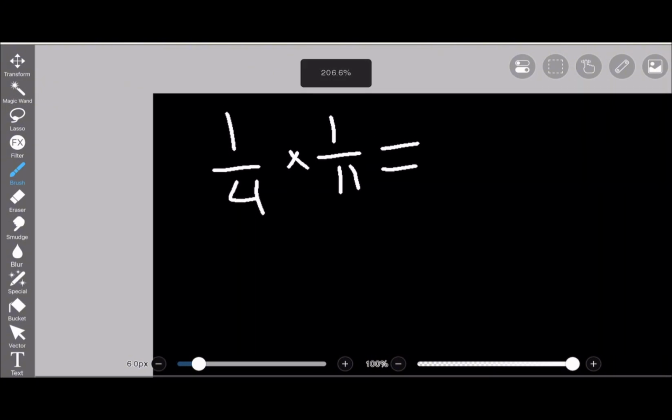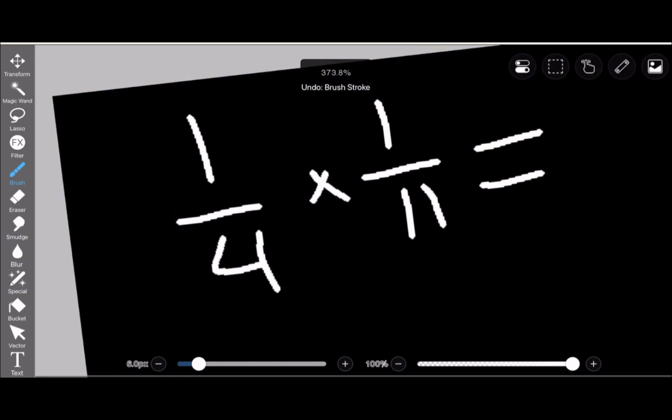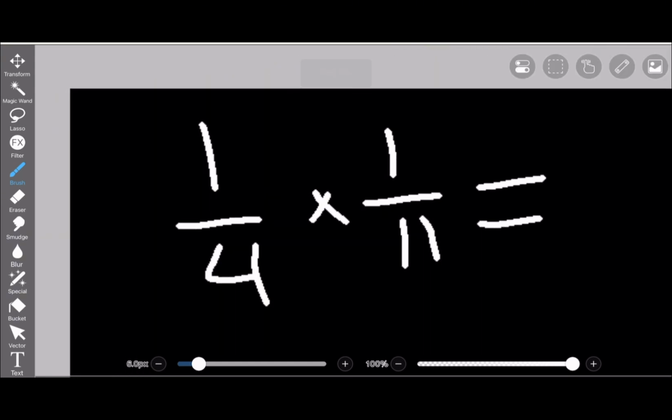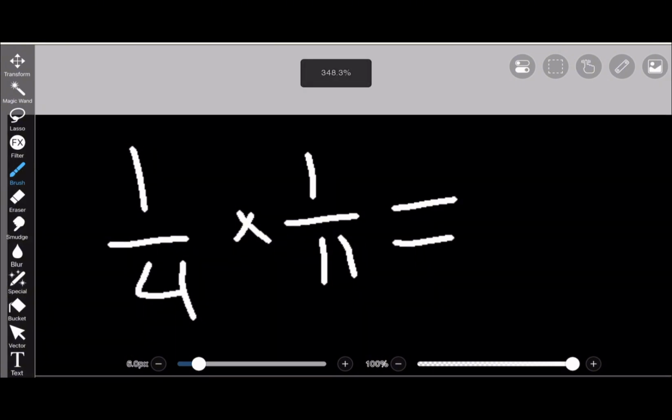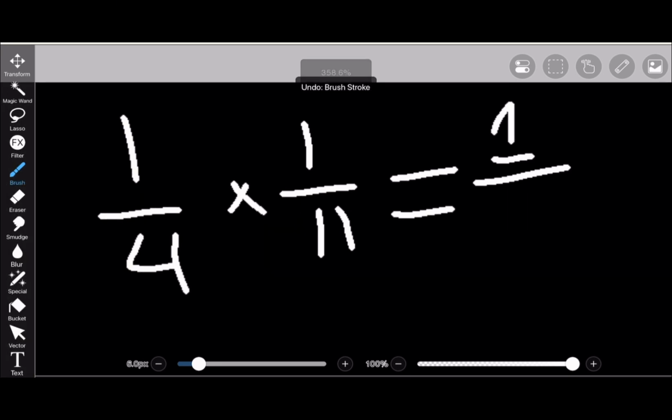Well, first, let's look at the top part, the numerator. If we look at the numerator and just ignore the denominators for a little bit, then it's a simple problem of multiplying 1 times 1, like this. So if we multiply 1 times 1, that would obviously equal 1. But wait, we still have the bottom part. What about it? Well, we're going to go back to that.